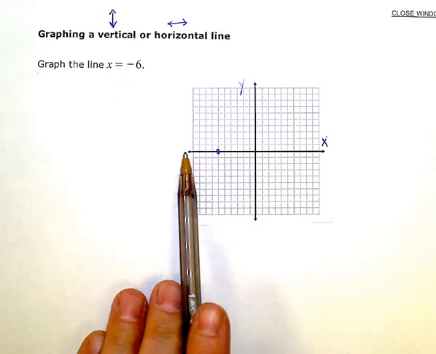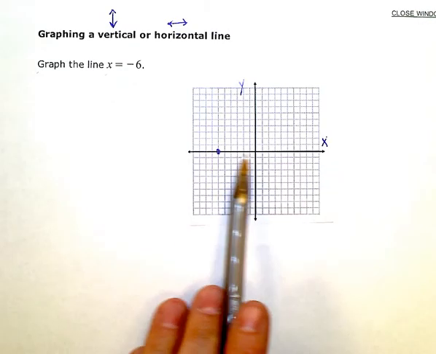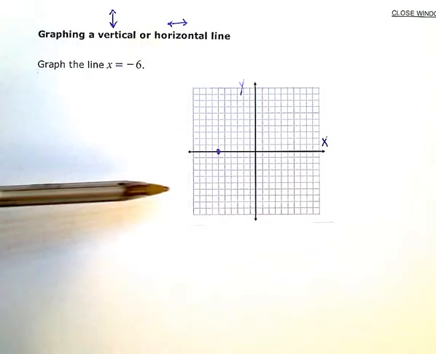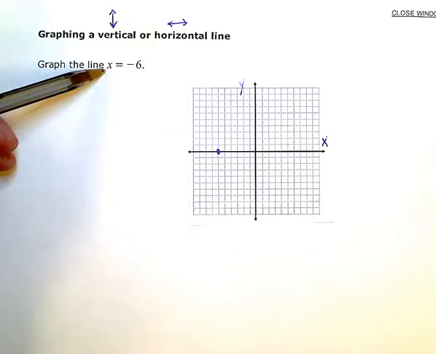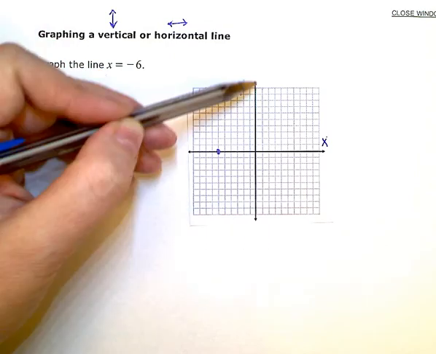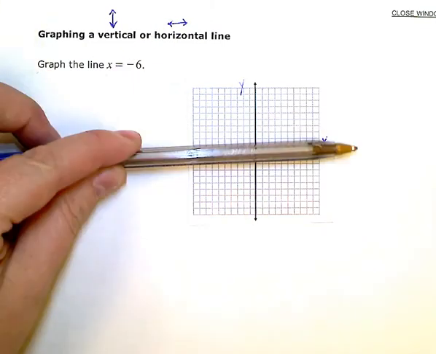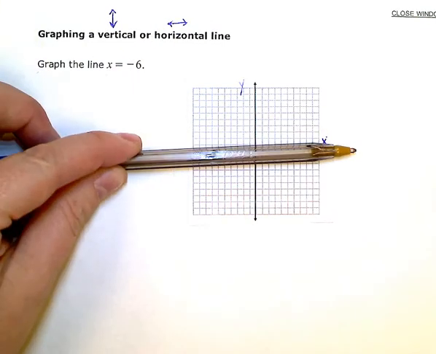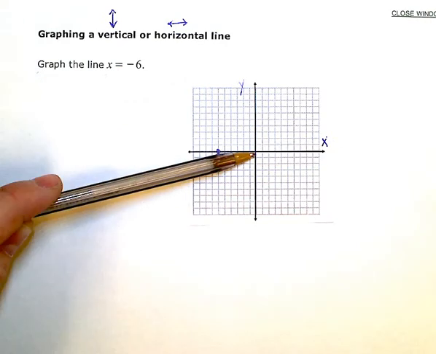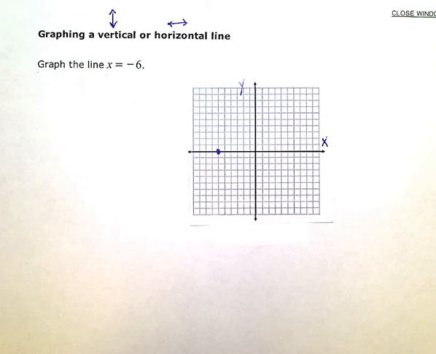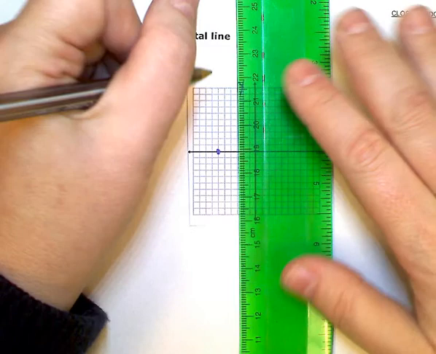Now, if it's perfectly horizontal, it'll be the x-axis. But since there's no y's in this equation, I can't touch the y-axis anywhere. There's no y's, so I can't cross this anywhere. And if I draw a horizontal line, I'll cross the y-axis, which will give y a value, which I can't have. There's no y's. So my line has to be vertical.